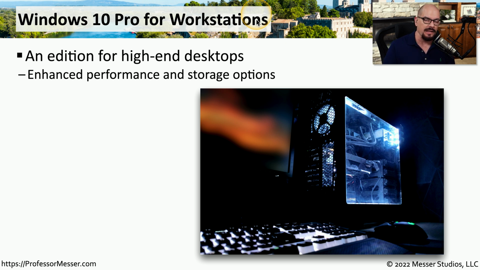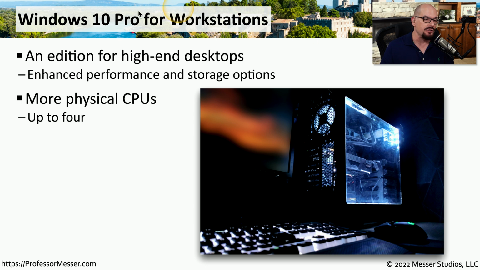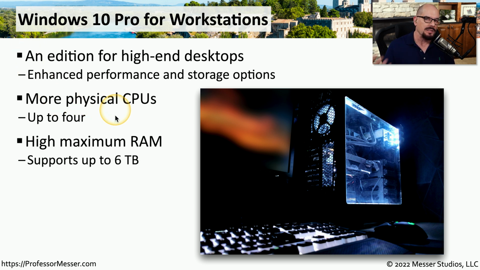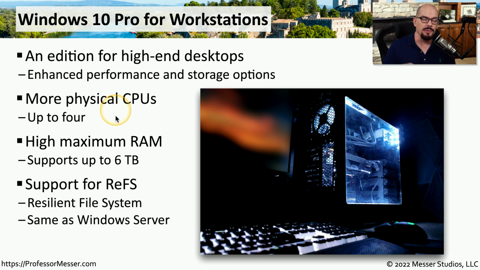This is specifically built for high-end desktops or someone who needs to really push the capabilities of the operating system. Windows 10 Pro for Workstations allows you to have up to 4 physical CPUs in the device and a maximum amount of RAM of 6 terabytes. This also includes the new Resilient File System from Microsoft, or ReFS. This is the same file system that's available in Windows Server, and it's one that you would expect to have on a system that needs the enhanced capabilities of a workstation.